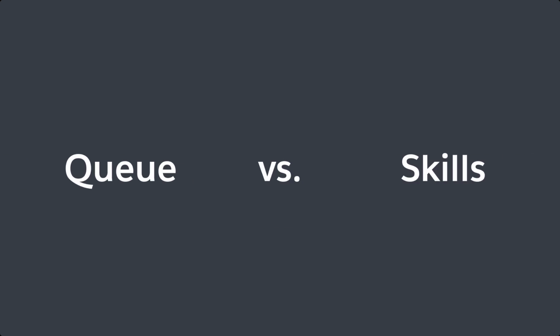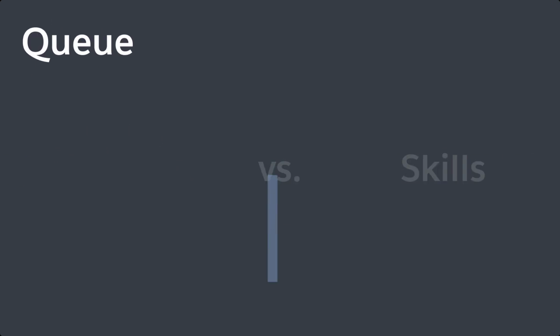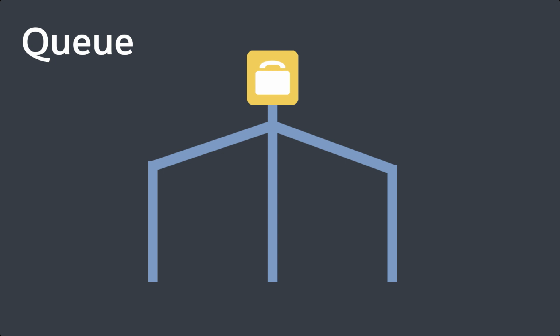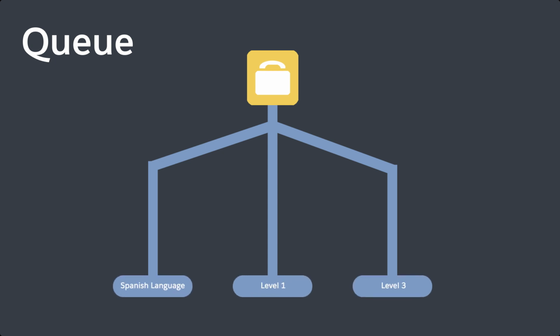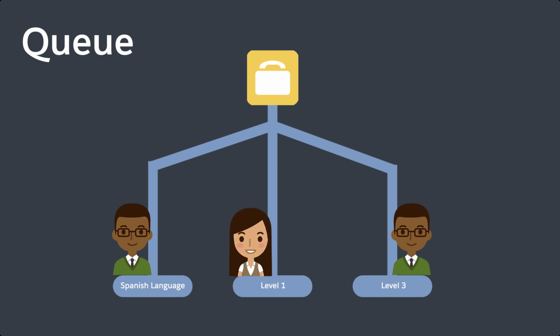In this video, we're going to quickly review the difference between queue and skills-based routing. Queues generally are designed to represent a single skill. For example, you might have a Spanish language queue and a Level 3 technical support queue. Queues route work to agents who are members of the queue. Although you can have multiple queues, and agents can be members of multiple queues, a work item can only be assigned to one queue at a time.